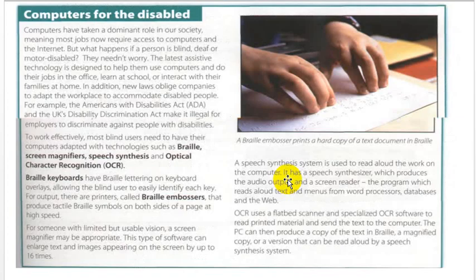Okay. Computer for disabled. This is the reading section, and let's start reading. Computers have taken a dominant role. What is dominant role? Dominant role, meaning major role in our society, meaning most jobs now require access to computers, require access to the internet. But what happens if a person is blind, deaf, and motor disabled? They needn't worry.